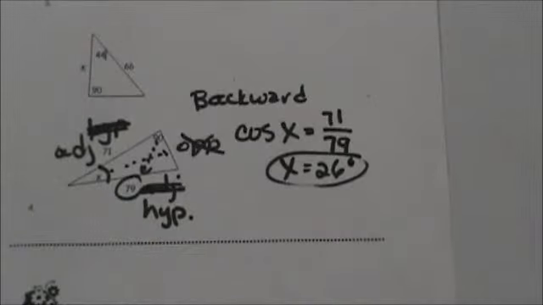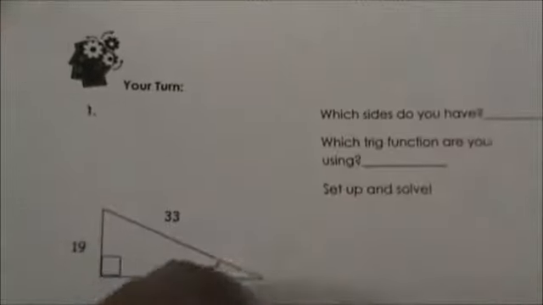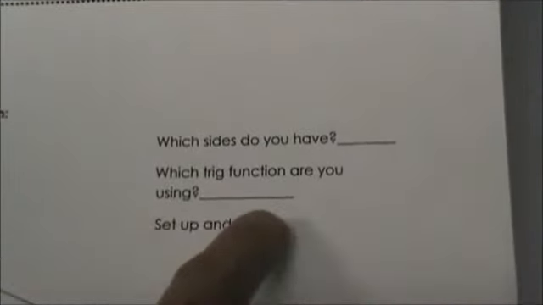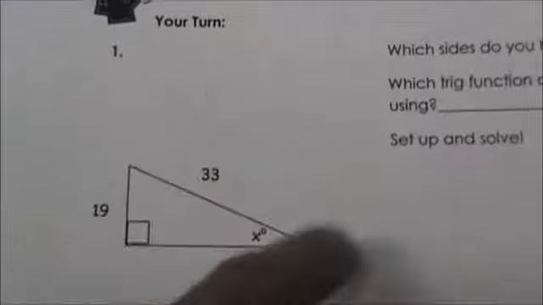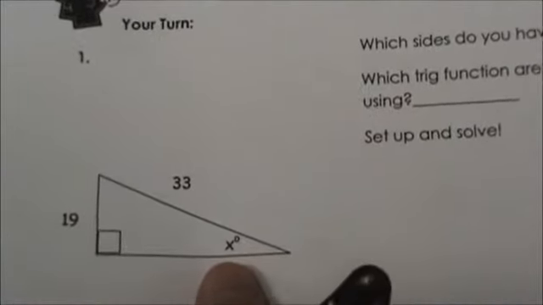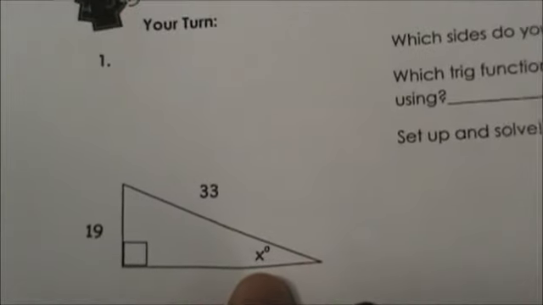Okay, so those are 4 practice problems. Now what you're going to do is you're going to try this one. Okay, a couple of leading questions. Which sides do you have? Which trig function are you going to use? Set up and solve it. Since this is an inverse section, you may want to decide, is this a forward or a backwards problem? Figure out which one you're going to do before you start, and that kind of helps you out.